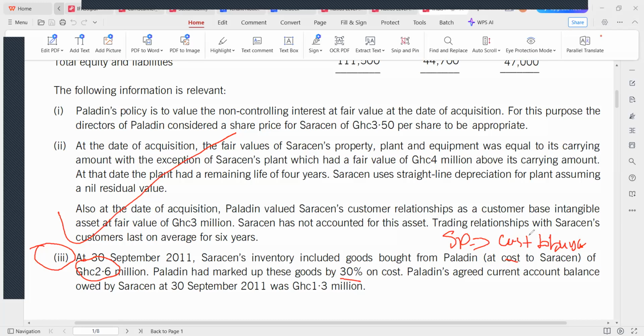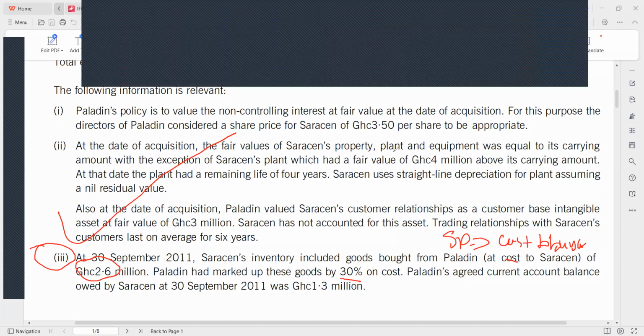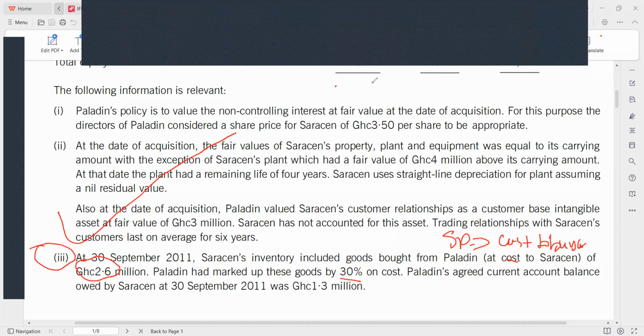So here find the unrealized profit. Now, unrealized profit, if you've watched our video on intra-group adjustments, how do we eliminate it? It's very simple. Number one, when you are doing balance sheets, look for the one who made a sale and subtract it from the seller's profit. Number two, subtract it from the group inventory.